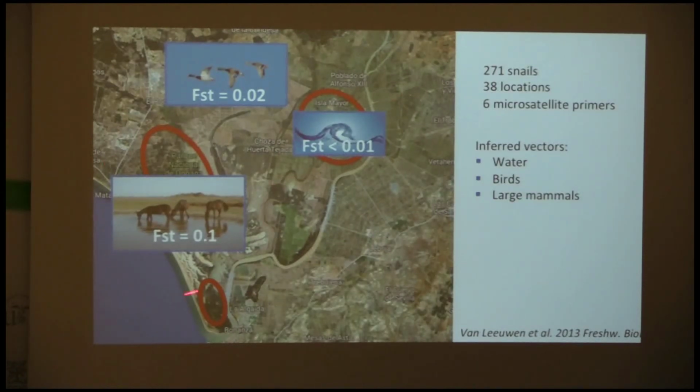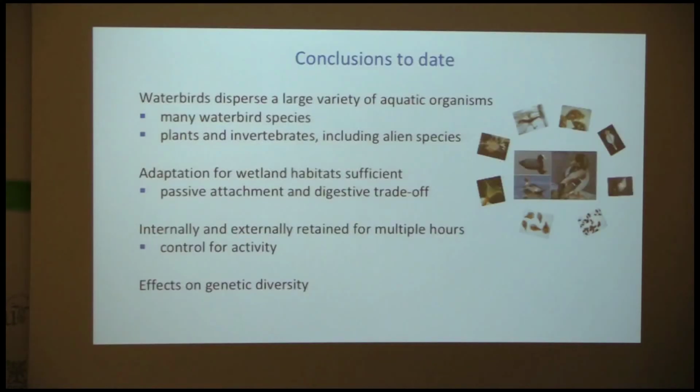So basically this study made us think about what potential factors these snails may be using. And of course we need bigger sample sizes and need to do more of this work, but it still informs us about what we think these snails are using as vectors.